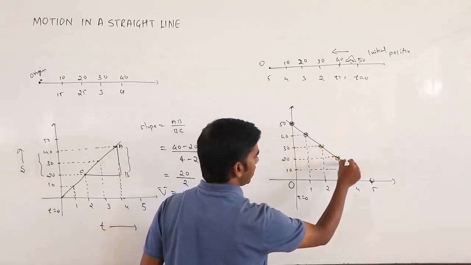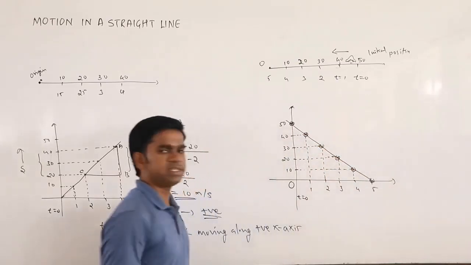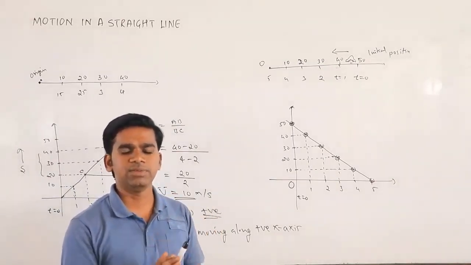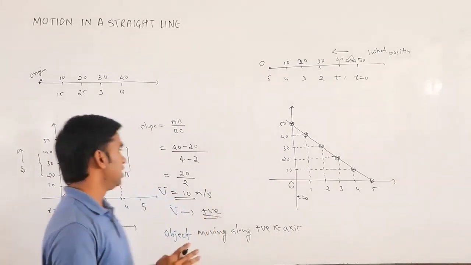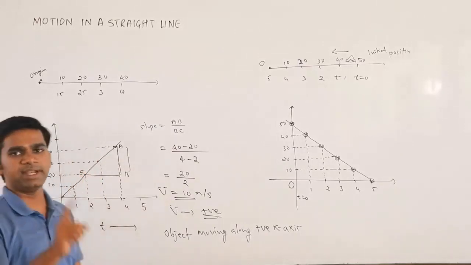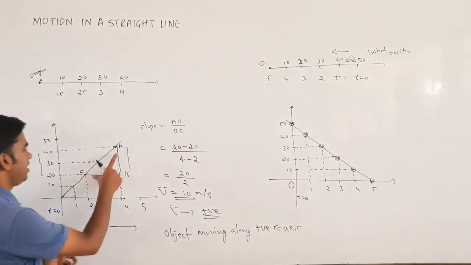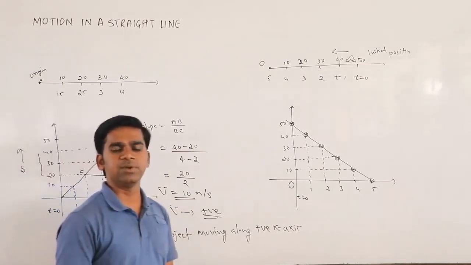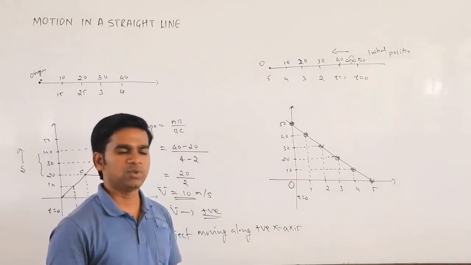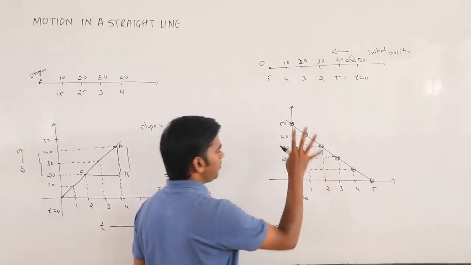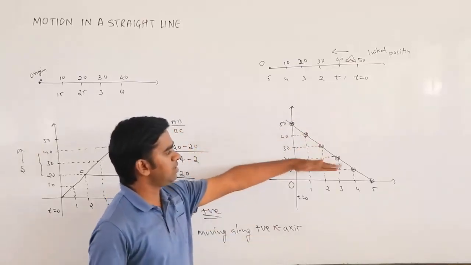Again it is a straight line. Straight line means what? Straight line means it is moving with uniform velocity. Velocity is not changing. That means you can take the slope anywhere. You will get the same value, either here or here or here. You will get the value 10 meter per second only. That means velocity is uniform anywhere in the motion.